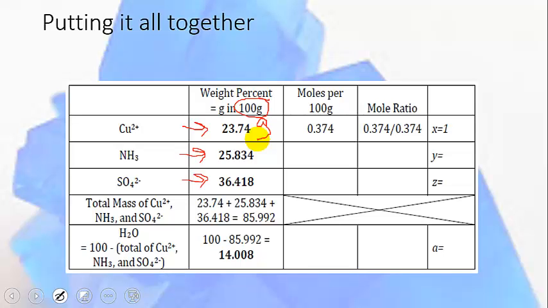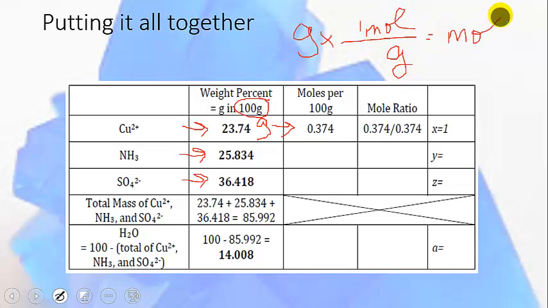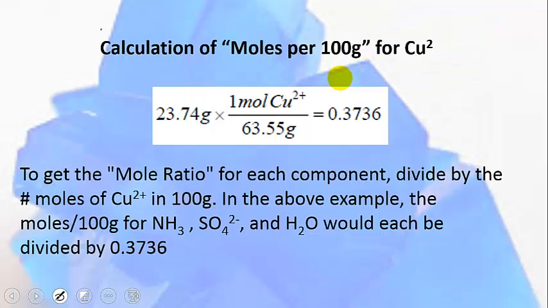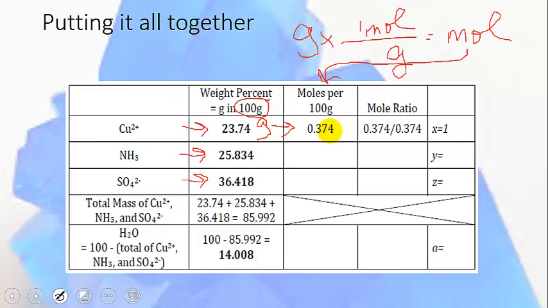We know how to turn grams into moles, right? So grams divided by your grams per mole gives you moles. That's how you come up with this column. For example, our 23.74 grams of copper divided by 63.55 grams of copper in 1 mole gives us our moles of copper. You do that for your ammonia, you do that for your sulfate, and you also do it for water. Well, how did we get the water?